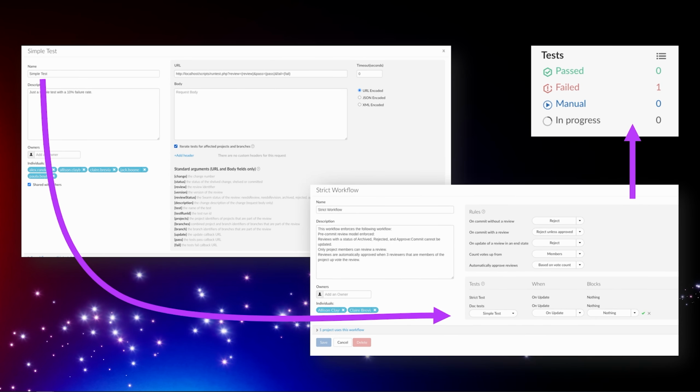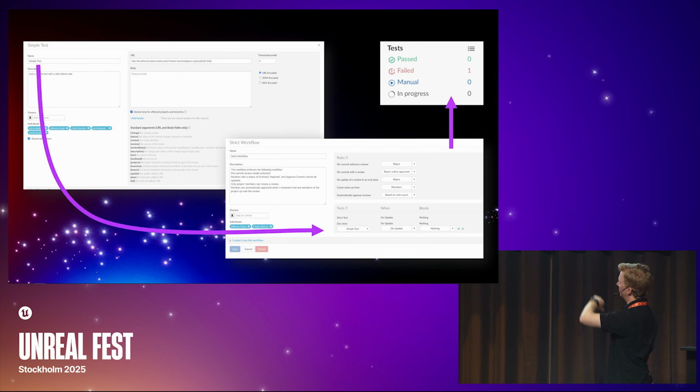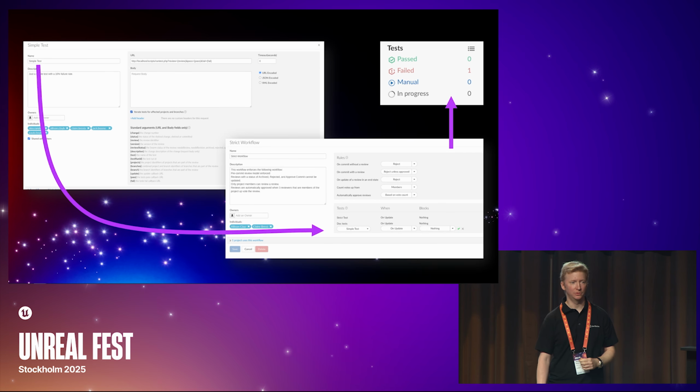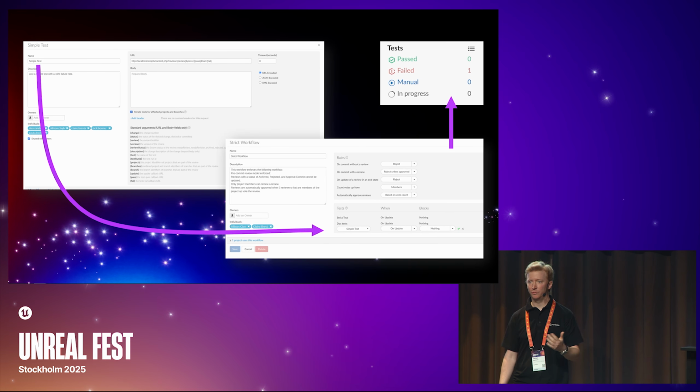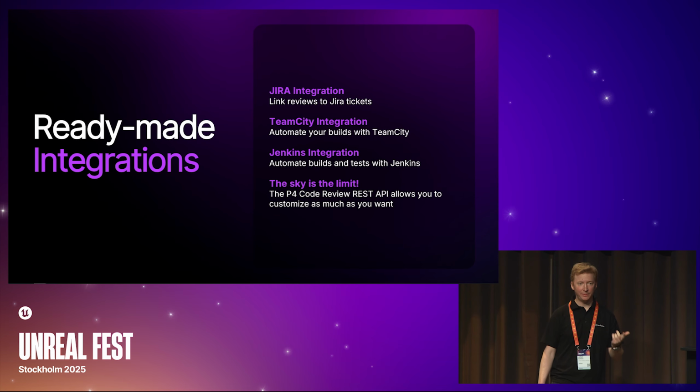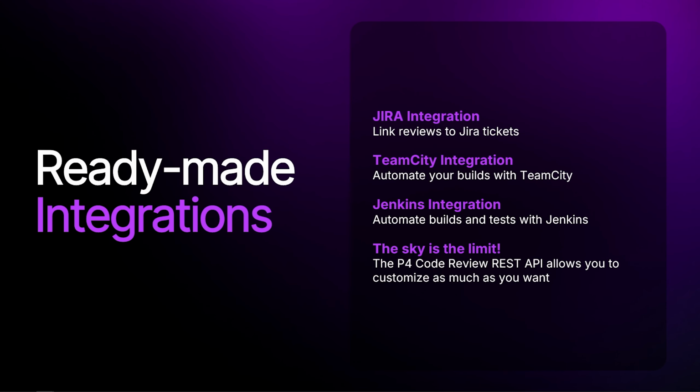So automating things in P4 code review is relatively straightforward to try out. You set up your test, you tie it to your workflow, which is where you can see all the arguments, and then you get quick feedback immediately in the tool on which has passed and which has failed, and you have options to rerun them manually and so forth as well. We also offer a number of ready-made integrations. There's Jira, TeamCity, Jenkins, and we also have a REST API that we know many people are using for various integration needs.